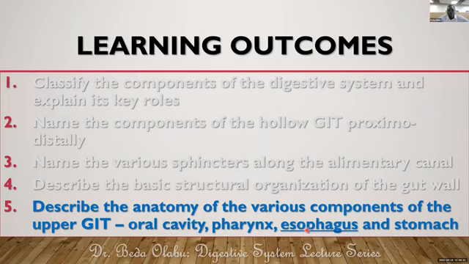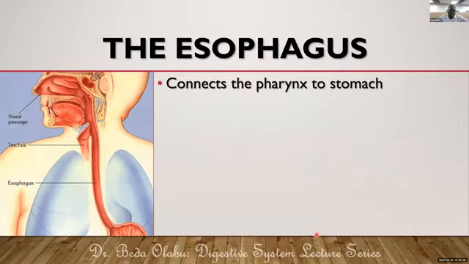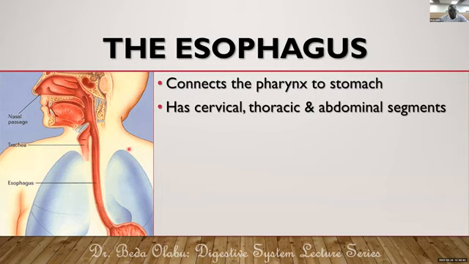Now we can talk about the esophagus. So the esophagus is a tube that connects the pharynx to the stomach. It's called the food pipe. There's a part of it that is in the neck. We call that the cervical segment, then the thoracic segment, and a small part in the abdomen, the abdominal segment. The longest part is in the thorax, but there's a short segment in the abdomen and a moderately long one in the neck.